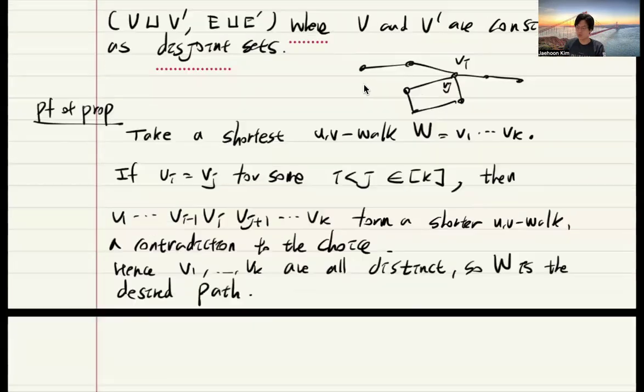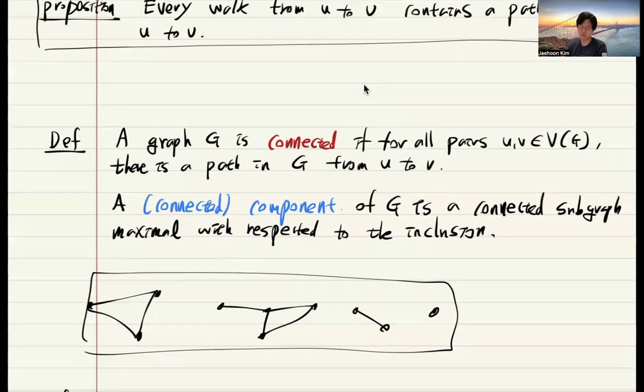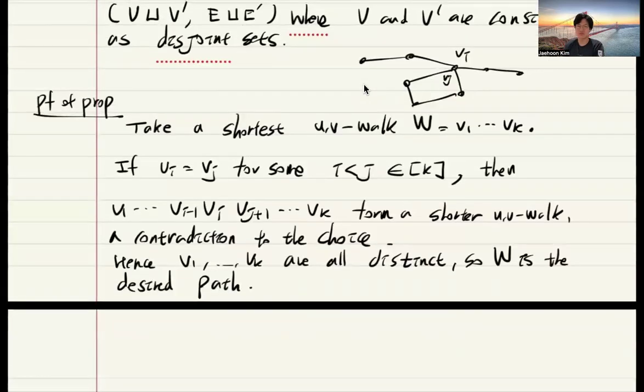So actually this proposition also works for directed graphs. And for directed graphs, you can define directed walks and directed paths in the natural way. And you can check yourself that you can actually use this proof to prove that.